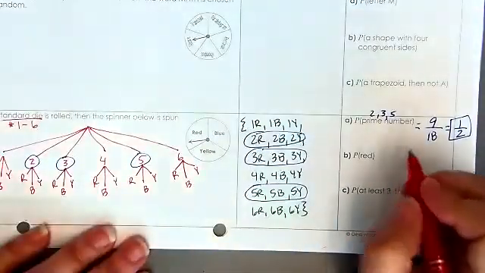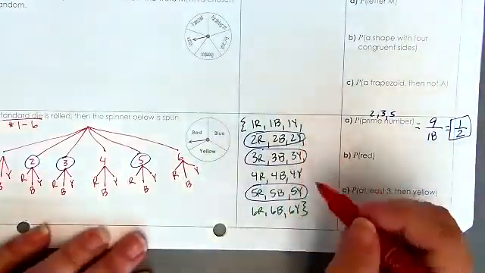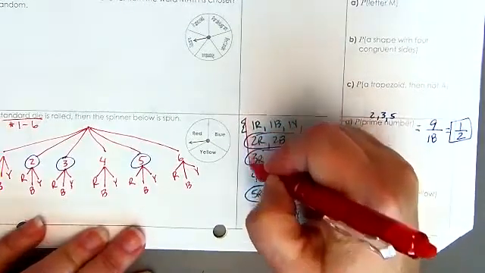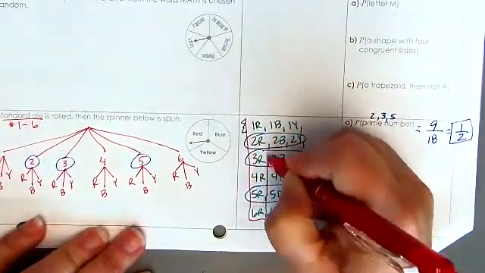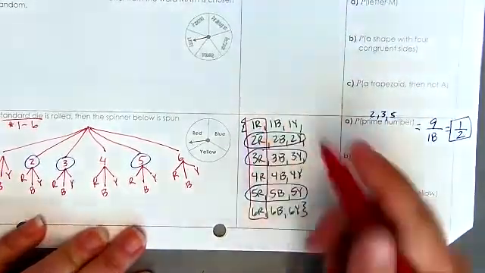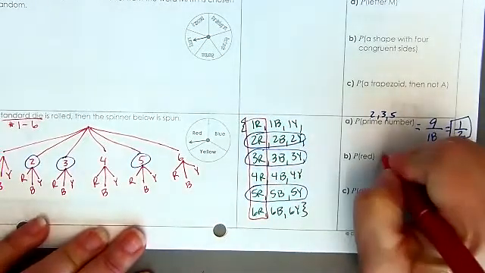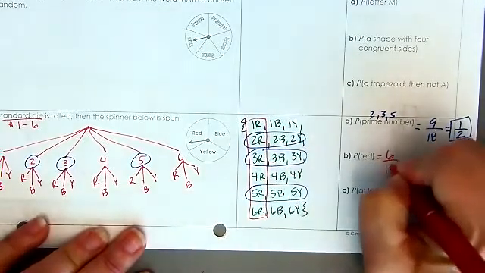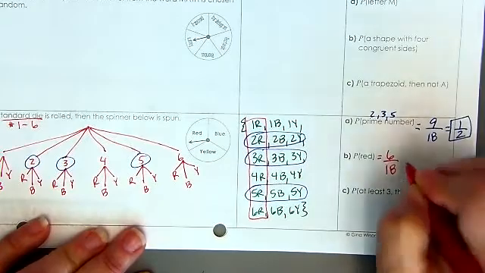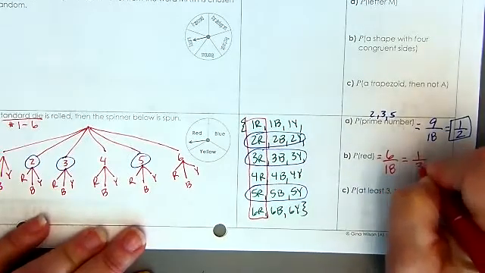Now we want the probability for red. I'll use the red pen for probability of red. I've got to go through and figure out all the reds. That's going to be this column here, because that's all of my red options. So that's 1, 2, 3, 4, 5, 6 reds. That's going to be 6 out of 18. And remember, we have to simplify, which becomes 1/3.